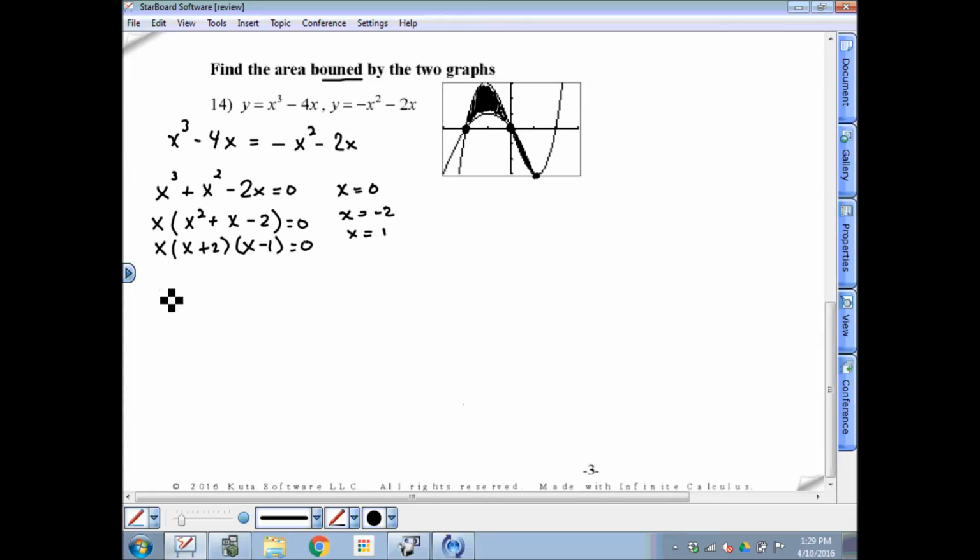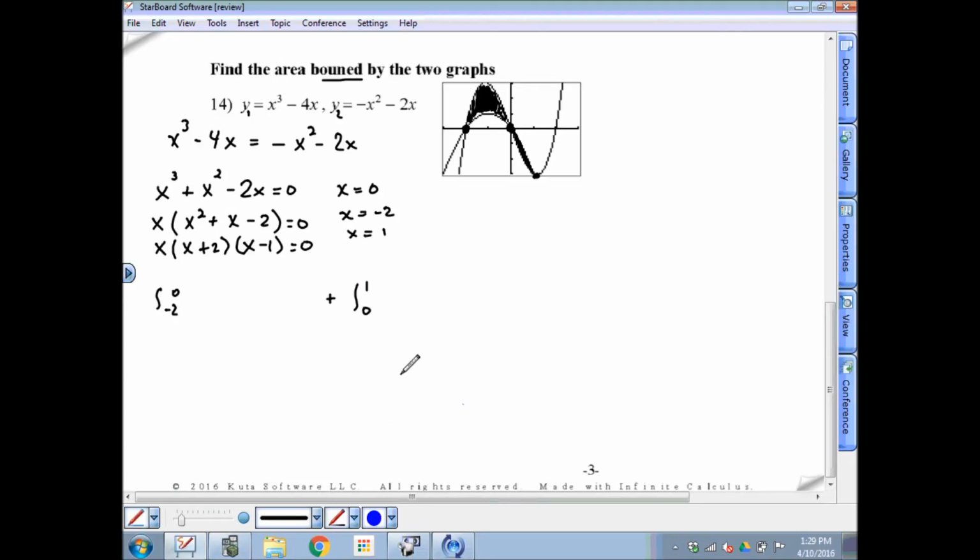So the first integral is going to be an integral from -2 to 0, and then we're going to have to add that to an integral from 0 to 1. Now the question is going to be, and it's obvious with the graph, but you won't have the graph. The question is, if I call this y1 and y2, between -2 and 0, which one's the upper function?